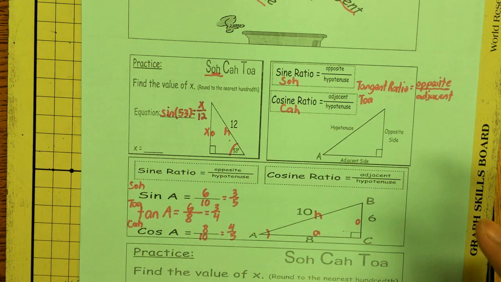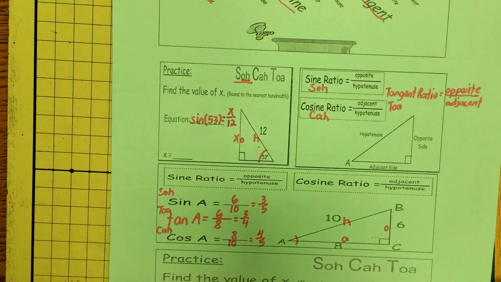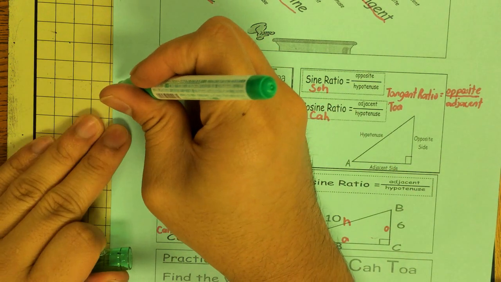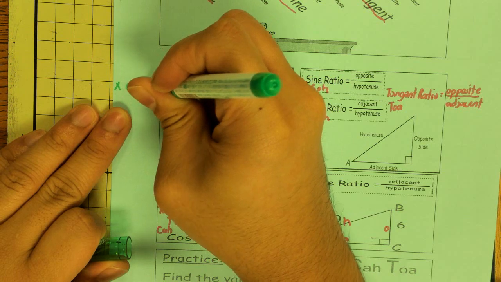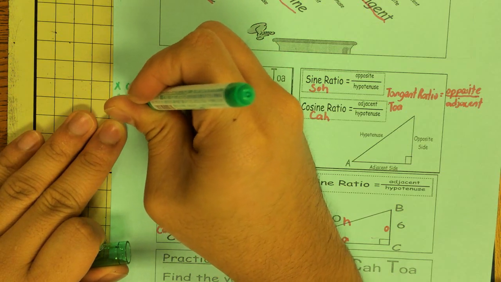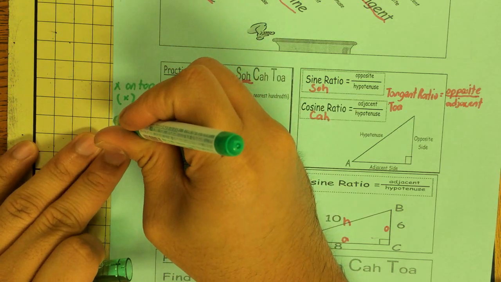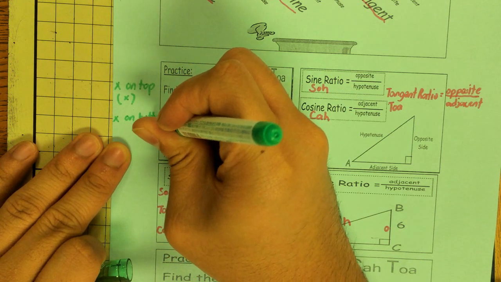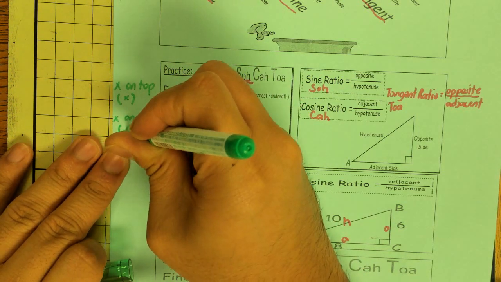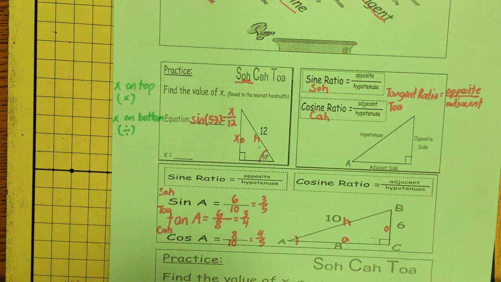So now we're solving for X. Over here to the side, let me make a note. So X on top, we multiply, and X on bottom, we divide. And here's what I mean by multiply and divide.